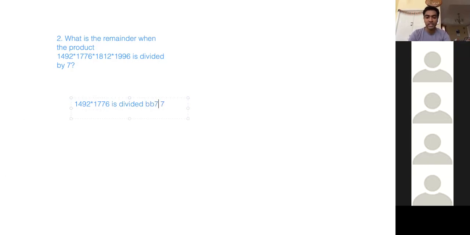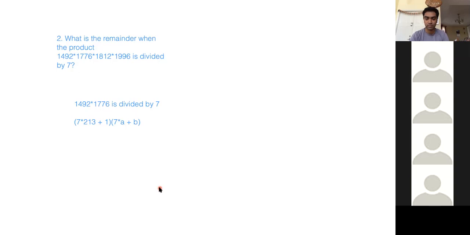What if I could write each number as 7 times something plus something, which is basically its remainder when divided by 7, right? So this is actually 7 times 213 plus 1, and 7 times something else plus something else. So does it make sense? All I did here is I'm just saying, let me write 1492 as 7 times something plus something else. And let me write 1776 as 7 times something plus something else. Does this help me figure out what this product's remainder is when divided by 7?